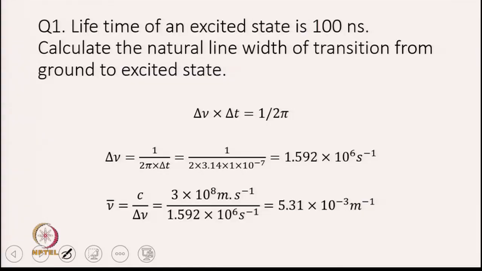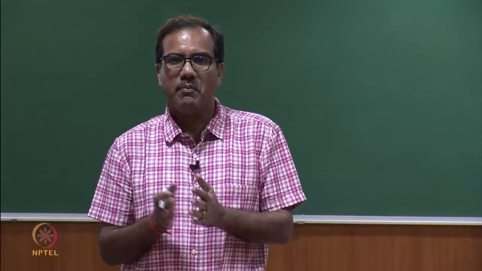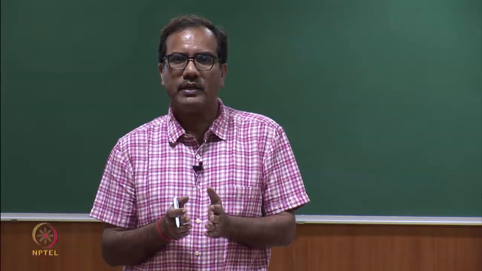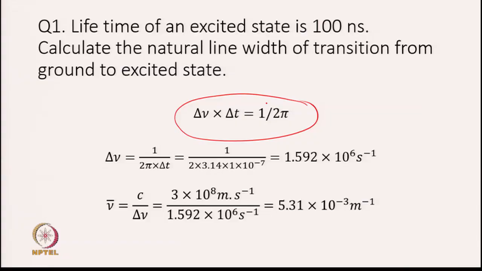So, the first problem is, suppose the lifetime of an excited state is given, you need to calculate what is the natural line width of the transition from ground to excited state. Just take this equation from the Heisenberg uncertainty principle, that uncertainty in frequency multiplied by delta t, which is basically the lifetime, is equal to 1 by 2 pi.